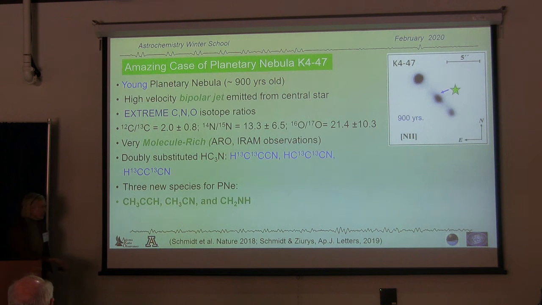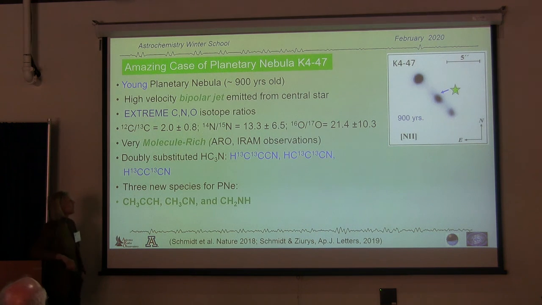There was one other extremely interesting nebula, which is new stuff that we've observed lately, mostly with the 30 meter, which was K4-47. Once again, this is one of these nebulae that's never been studied. There are a few papers on it, that's it. And my student Jessica Evans got very interested in it, and Debbie Schmidt followed up. But this is another young nebula. It's about 900 years old.